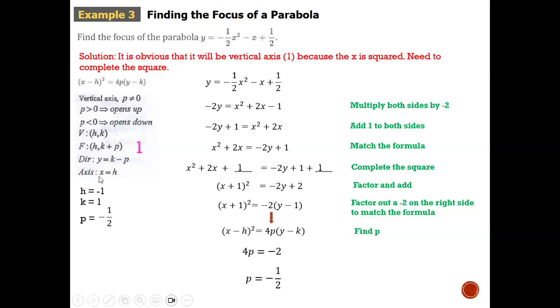So I need to find the focus. So now I can take this for the focus to find the coordinates of the focus. Focus is h for the first coordinate and k plus p for the second coordinate. Let me plug everything in. H I have. H is negative 1. K plus p, I plug in my k, which was 1, my p, minus 1/2. 1 minus 1/2 is 1/2. There we go. I found the focus.